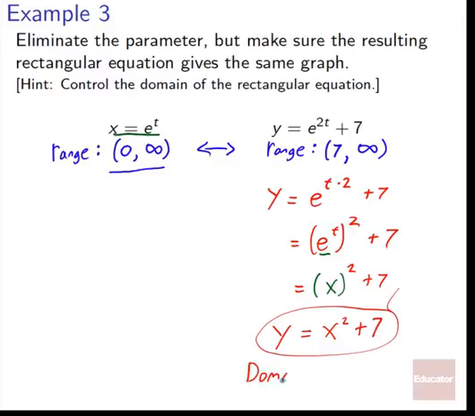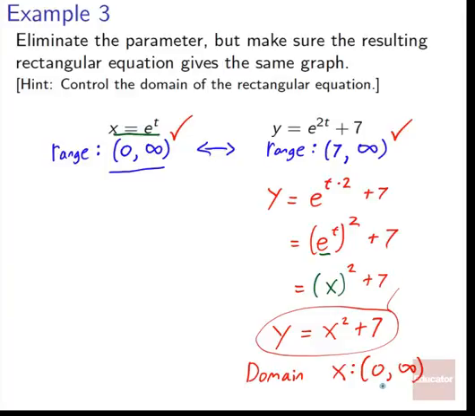So we restrict the domain, and we say the domain for x is going to be from 0 up until infinity, right? If we allow 0 up until infinity, well then we've satisfied the range that was allowed for x. What our x values are allowed to be is only between 0 and infinity, and we've also satisfied from 7 to infinity, because if we can't ever actually plug in 0 for x squared, y will never come out to be 0 squared plus 7.